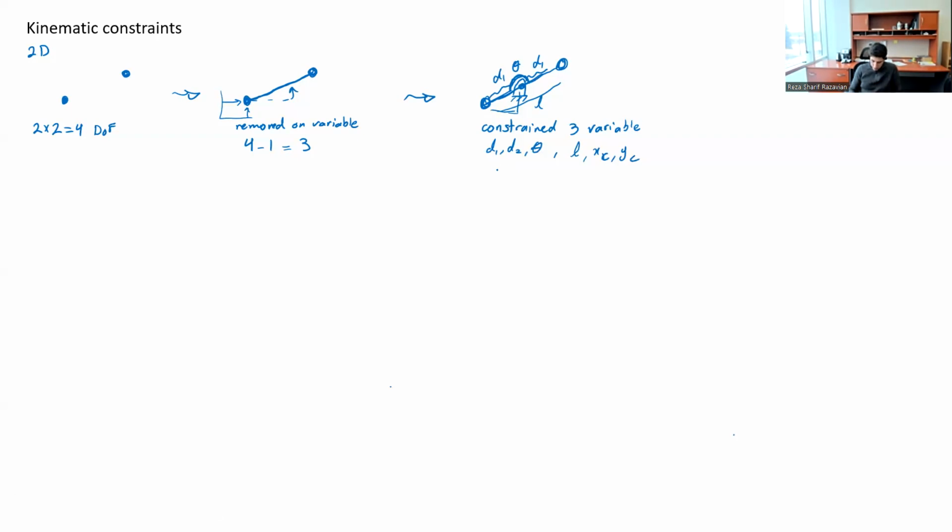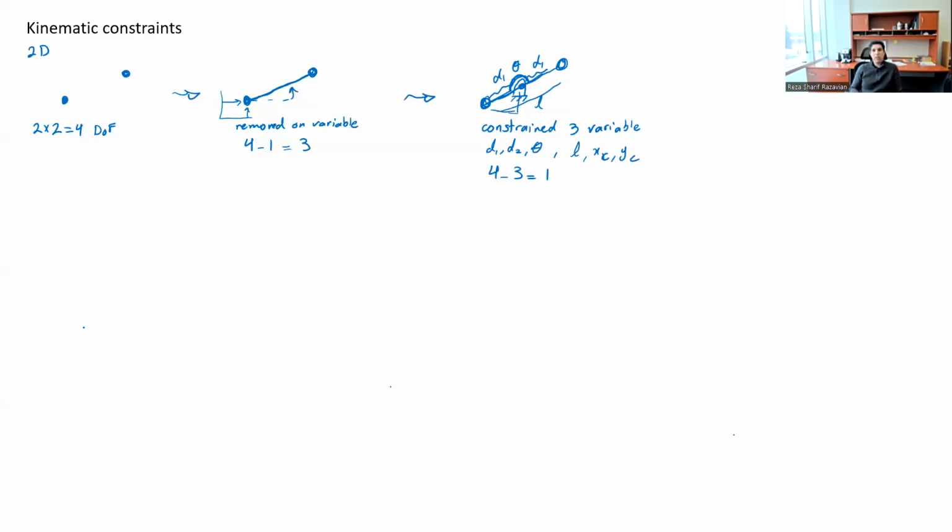And now, all I have left is 4 minus 3 equals 1. This system is 1 degree of freedom. As long as I know the rotation, the angle of that object, I can fully describe it. So this brings me maybe to another idea.